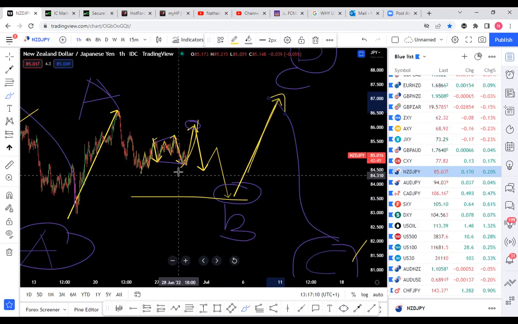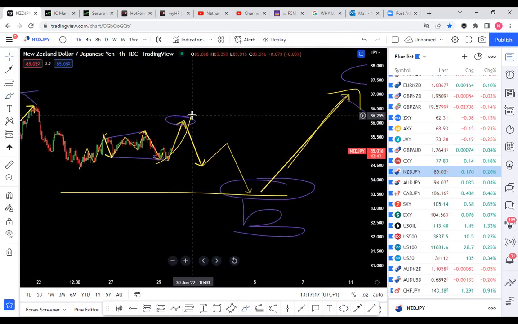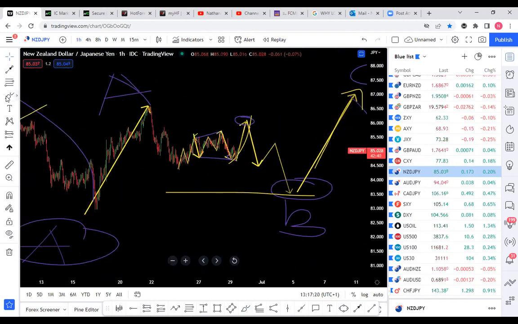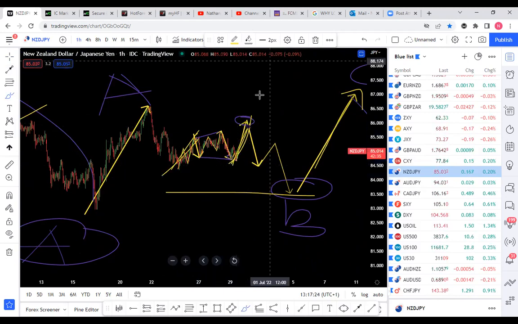But at the current level, this pair is not expected to come down. It's expected to move up to complete the structure, because this wave is done. We need an equivalent wave here. Is that okay now for the person that asked the question concerning NZD-JPY? This is my expectation for now. Is there any other question? Okay, no other question.